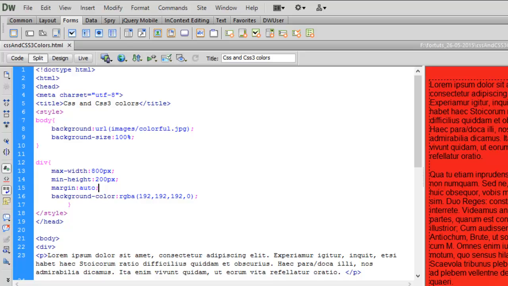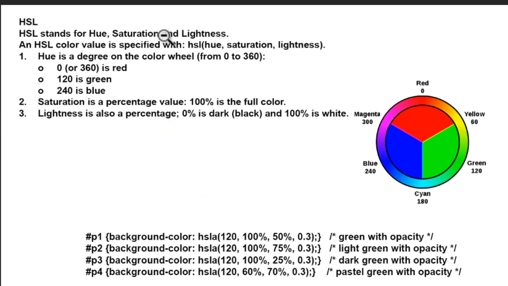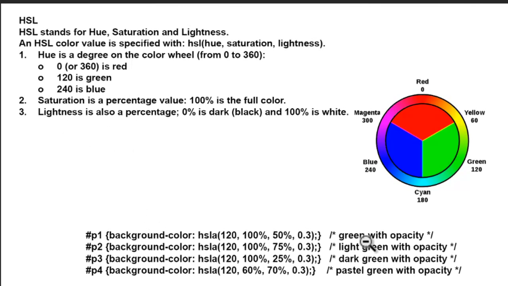Now let's talk about HSL color values. HSL stands for hue, saturation and lightness. Hue is the degree on the color wheel from 0 to 360 degrees, saturation is a percentage value for how much of that color you want, and lightness is also a percentage value. These two control the shades of your color. In the example, if we want green, here we have 120 for green. In this diagram, 120 is the degree for green, and we want 100% of the green color, so 100% is there. 50% is the lightness value. This 0.3 stands for the alpha value, the transparency value.